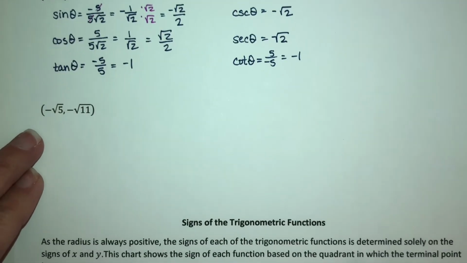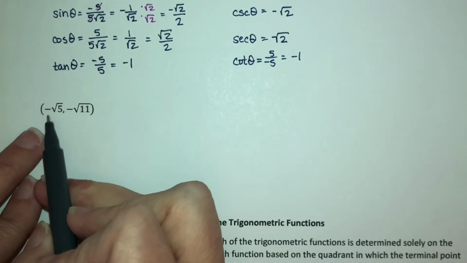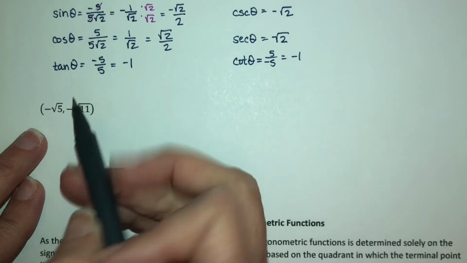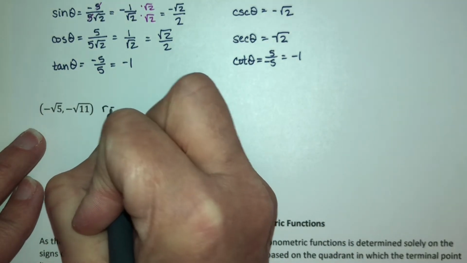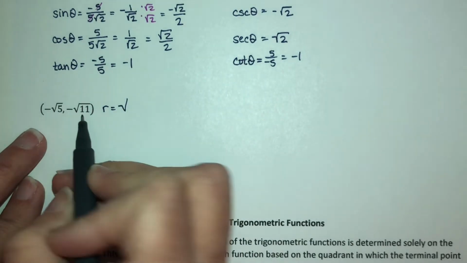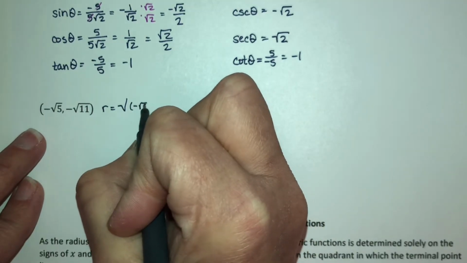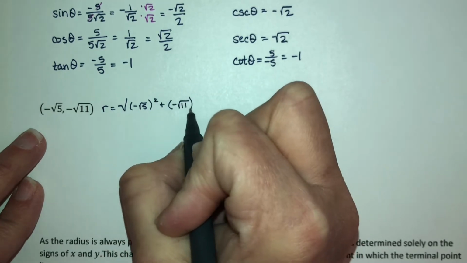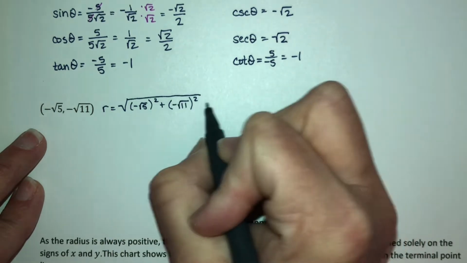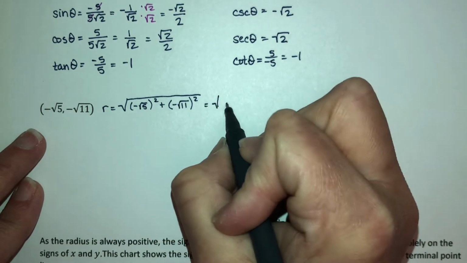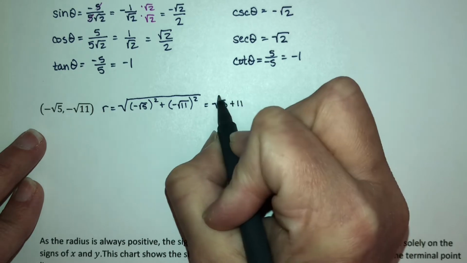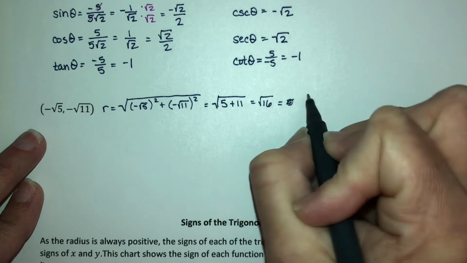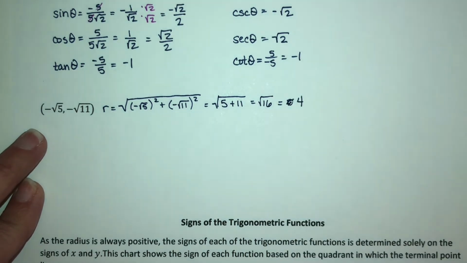Okay? Now let's do the same thing here where our coordinates are negative square root of 5 and negative square root of 11. First, to find r, we take the square root of, and we're going to square each of these. So negative square root 5 squared plus negative square root 11 squared. This gives me the square root of 5 plus 11. Square root of 16, which is 4. So our radius is 4.